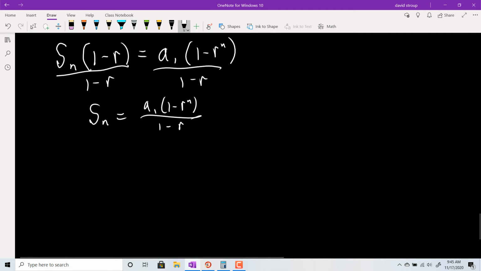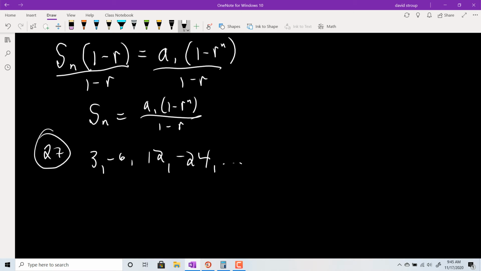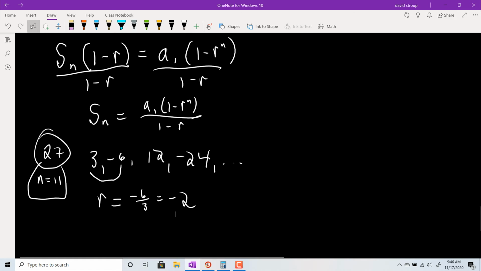Okay, so let's try it. Here's 27. Find the sum of the first 11 terms of 3, negative 6, 12, negative 24, etc. So I need the a sub 1 value. I got that as 3. And then I need the r value. They want the first 11 terms, so n is going to be 11. Anyways, r is going to be the ratio of two consecutive terms. It's negative 2.